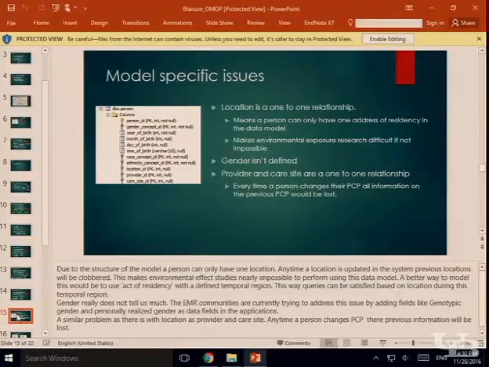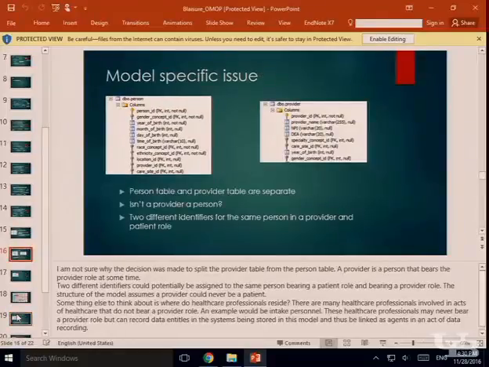Again, provider and care site, that's a one-to-one relationship. So anytime you change your primary care provider, all that information would be lost. It would just disappear. So it would only be the most current one. So you couldn't go back and do historical, just to see who's cared for you over the years. Another unacceptable thing in research.